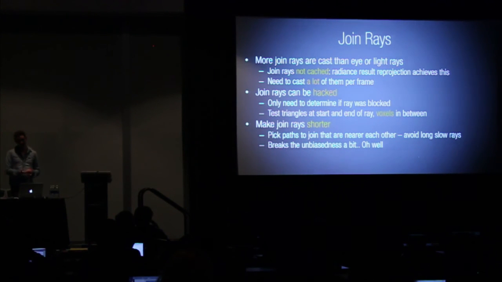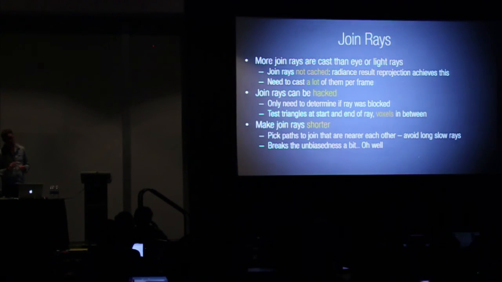The other thing we can do is we can make them shorter. We know that long rays with brick maps are more expensive than short rays. So why don't we just pick paths to join which are a little bit near to each other by sorting and spatially arranging them? Obviously, it breaks the unbiasedness of the path tracer, but again, if it's visually okay, do we really mind?